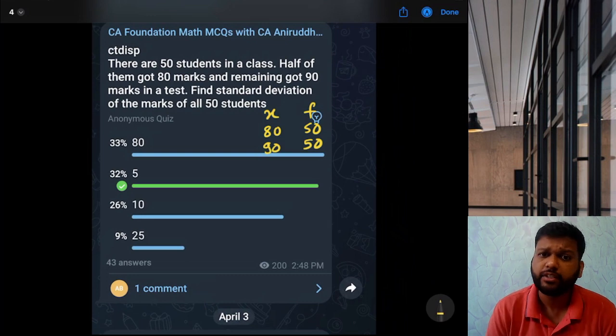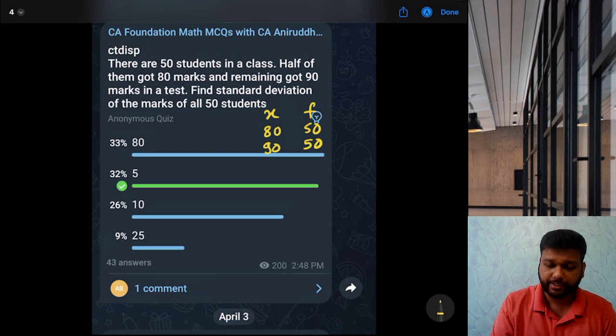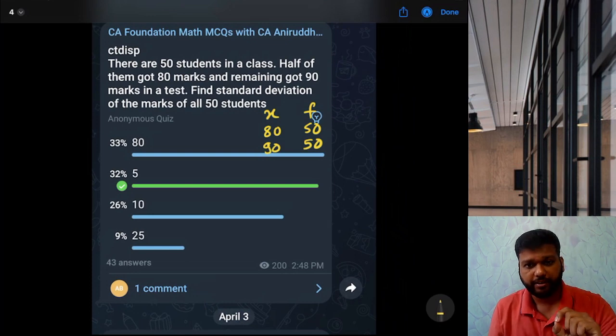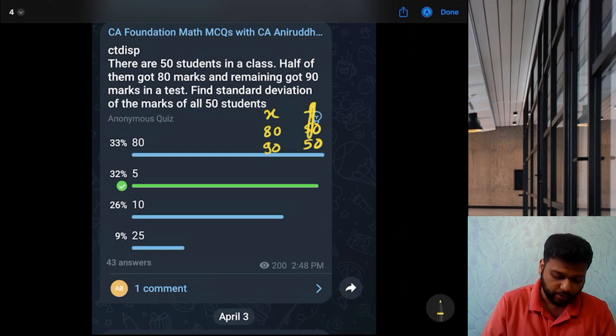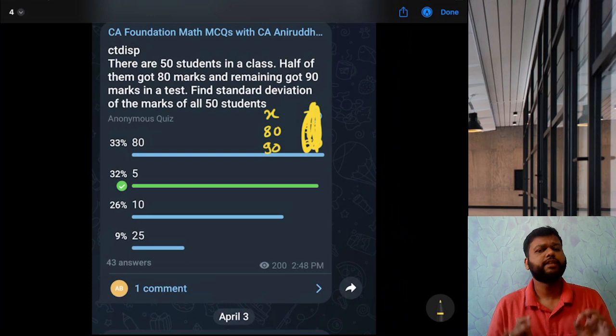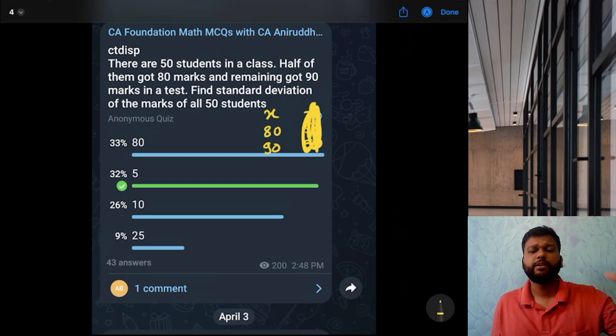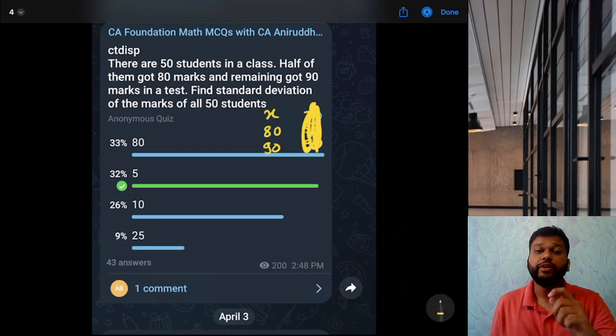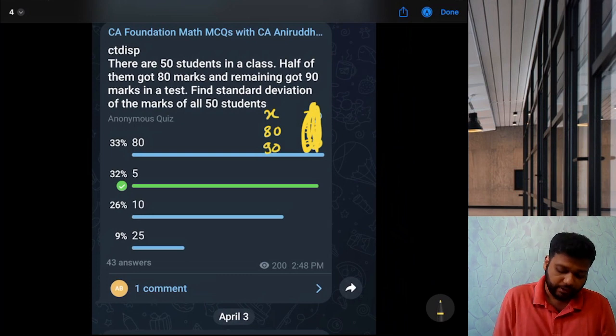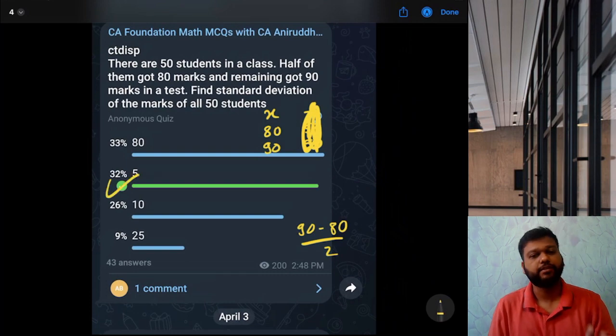But an easier way is to understand: if frequencies are same, then for standard deviation you can ignore the frequencies. That is the easiest trick. If frequencies are same, ignore the frequencies. That means we just have two numbers, 80 and 90. We know the standard deviation of two numbers is their range divided by 2. Range divided by 2 is 5, so 5 is the correct answer.